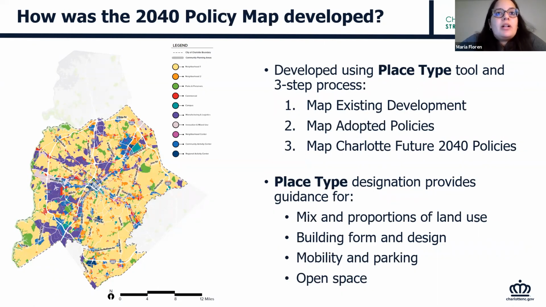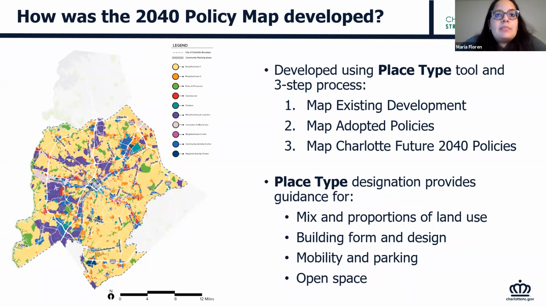So the Charlotte Future 2040 policy map was developed using a new tool called place types and followed a 3-step process. Place types are a new classification system to organize patterns of development. They're not zoning districts. They're more complete and holistic than the city's current classification system called the Future Land Use. Future land use only provides guidance for the type of development, so residential, commercial, or institutional, permitted on a property. Occasionally, future land use can provide guidance on the level of density, low, medium, or high, permitted.